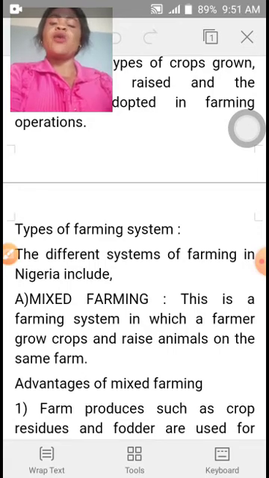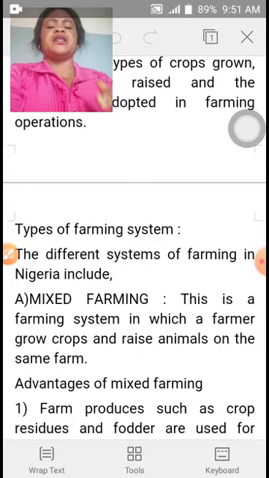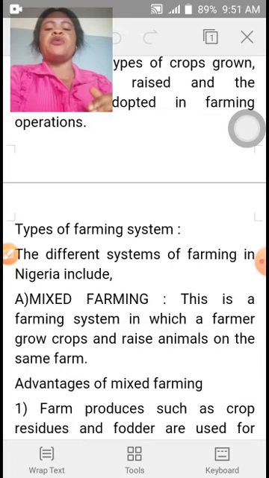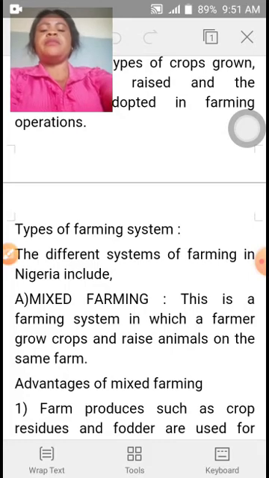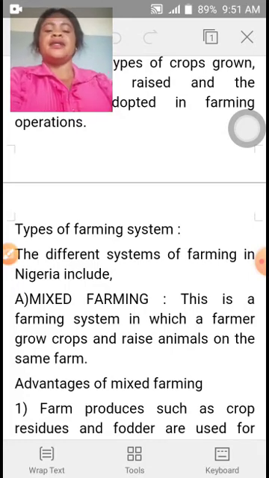We are going to take one after the other. That is the type of farming system, one after the other. First of all, let's take number 1, mixed farming. This is the farming system in which a farmer grows crops and raises animals on the same farm. Mixed farming is the combination of crops and animals on the same piece of land.